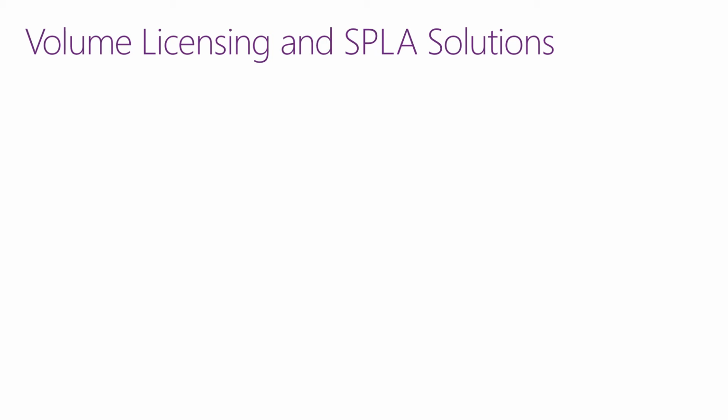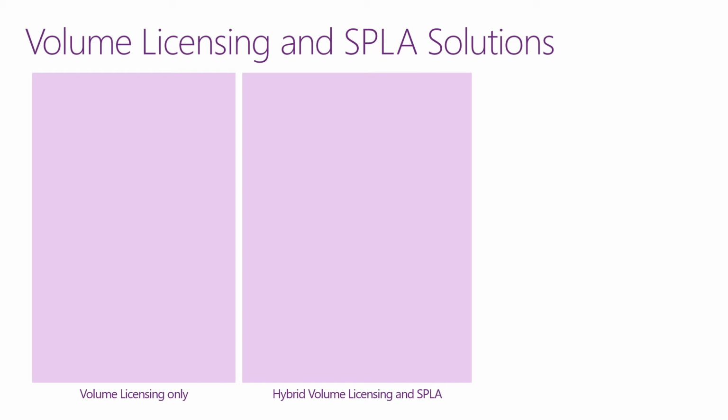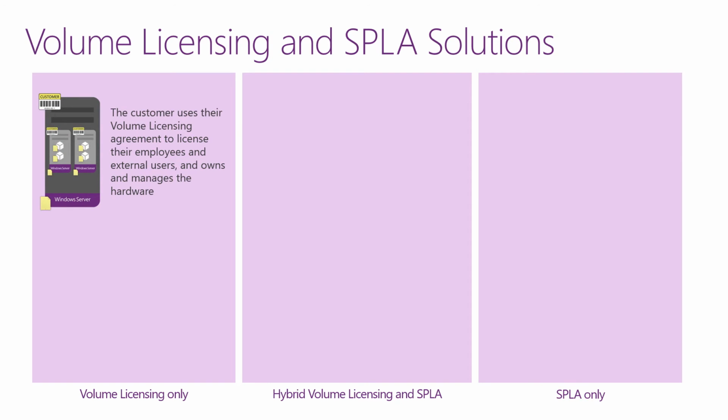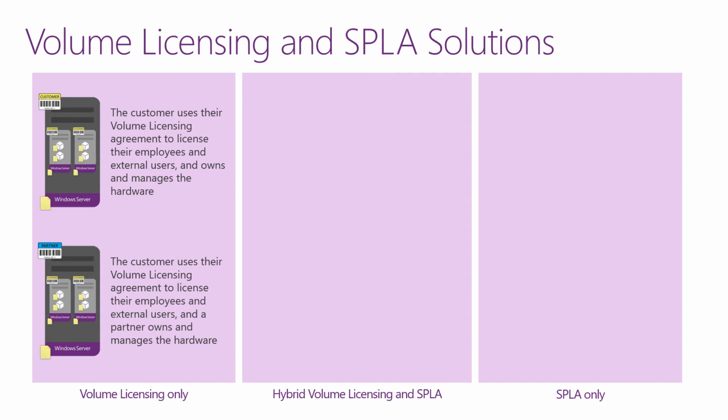I want to use this slide to give a summary of what we've covered in this module. We've seen that there are 3 types of solutions delivered: volume licensing only, a hybrid of volume licensing and SPLA, and SPLA only. Within the volume licensing only, we saw that this includes the traditional do-it-yourself scenario, where the customer owns everything, but this could be extended with a partner providing hardware. And we saw that this needed to be under the management of the partner and completely dedicated to the customer, in which case they can use their volume licensing licenses.